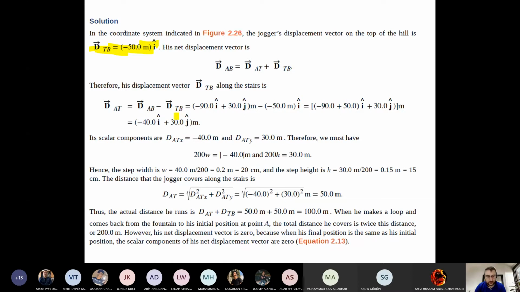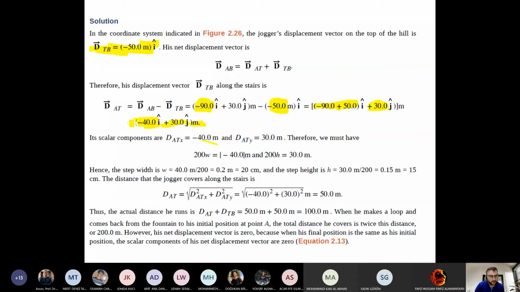Why do we take minus? Because for the displacement, always final minus initial. And minus 50 meter I hat. So this is only algebraic calculation of the vector. I hat with I hat, J hat with J hat. So there is only one J hat component. So it is very easy. Minus 90 plus 50, because this one with this one. But here minus minus becomes positive. Then plus 30 J hat in meter. So what happens? Minus 40 I hat plus 30 J hat meter.